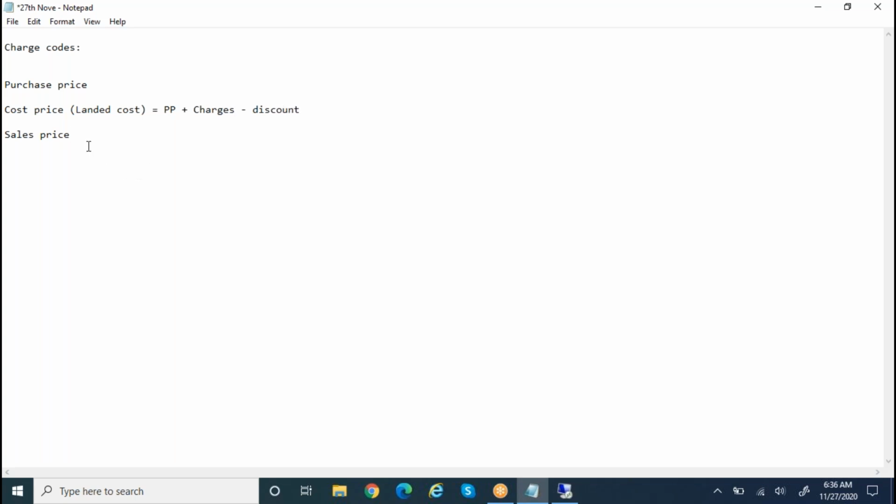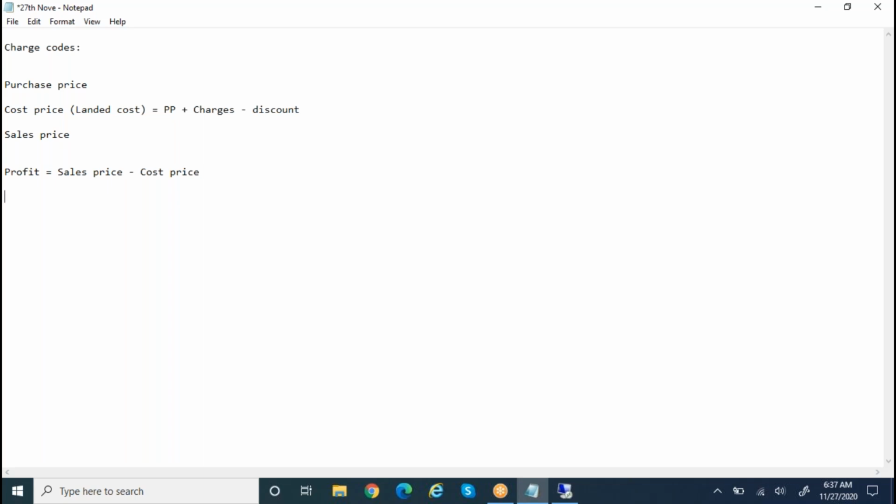If it is sales price, it will be included as revenue. It will not impact the system heavily, I mean for the calculations or observations. But if I want to arrive at the profit, always sales price minus cost price is equal to profit. Profit is equal to sales price minus cost price.